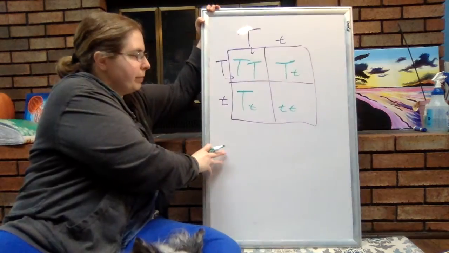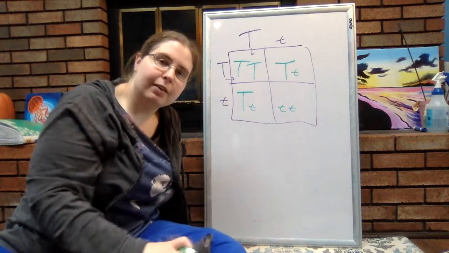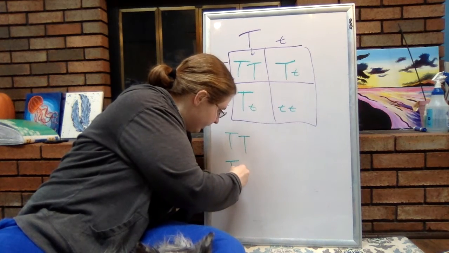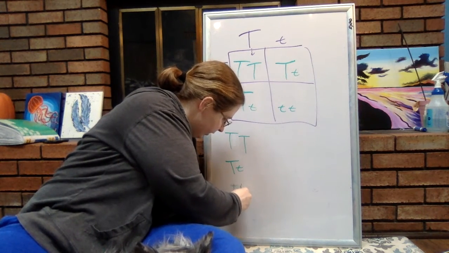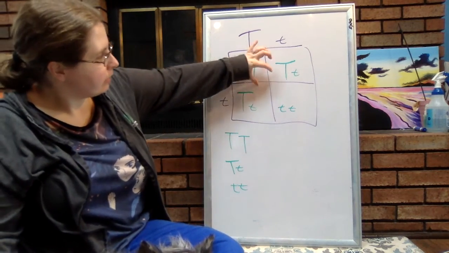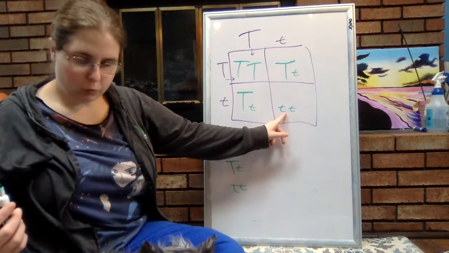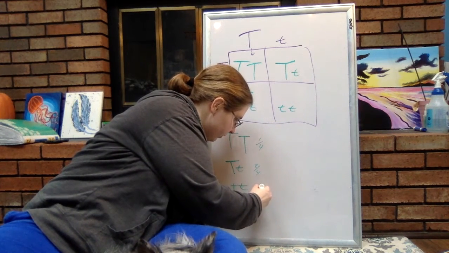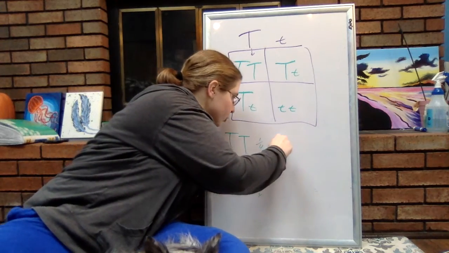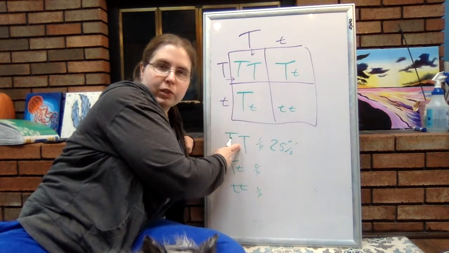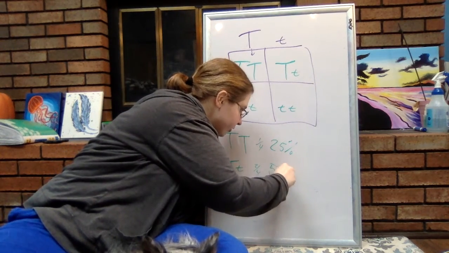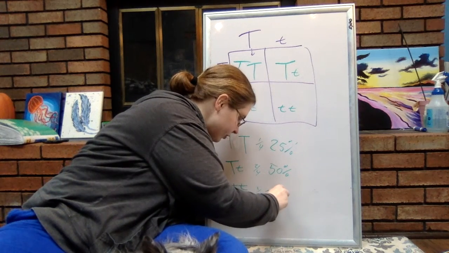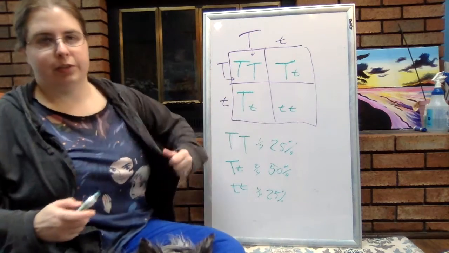So let's break this down to what it means. All right, so we have 3 possible genotypes here. We have big T, big T, big T, little t, and little t, little t. So we have 1 big T big T, 2 big T little t's, and 1 little t little t. So that's 1/4, 2/4, and 1/4. So in other words, we have a 25% chance of being homozygous dominant, a 50% chance of being heterozygous, and a 25% chance of being homozygous recessive.